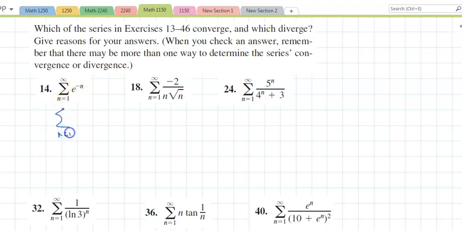This is the series n equal 1 to infinity. Isn't that 1 over e to the n? So isn't that geometric? And the common ratio is 1 over e, in absolute value that's less than 1. Converge. Done.